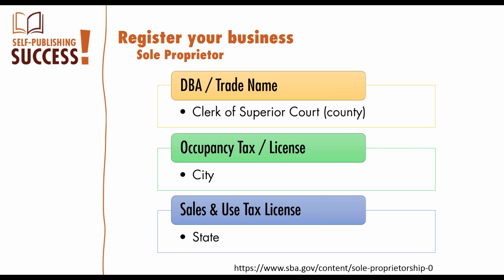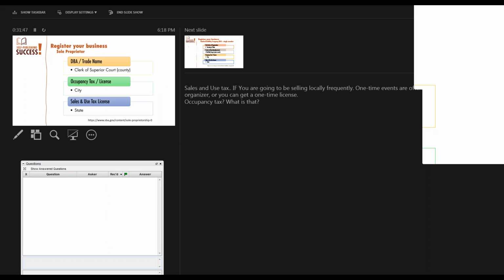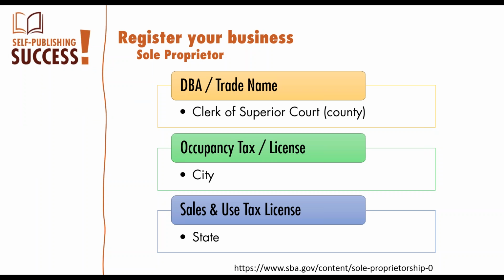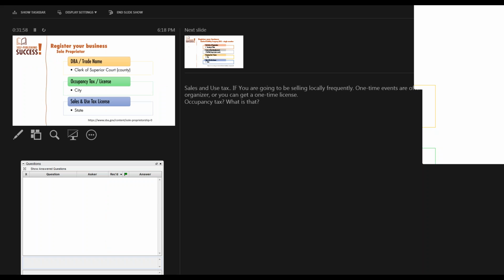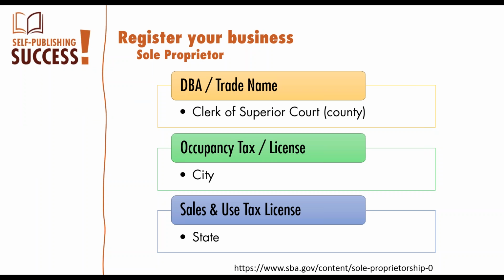Now, this is something a lot of people don't do because they don't know about it, but I want to tell you about it. I'm talking about the occupancy tax / license. This is managed by your city. And just like if you go into a business establishment, you might see an occupancy tax or business license on the wall. It's basically telling you that they have the right to do business at this location. Just because your business is most likely done out of your home does not mean that you don't have to do that. They still want you to file an occupancy tax license as a home business.